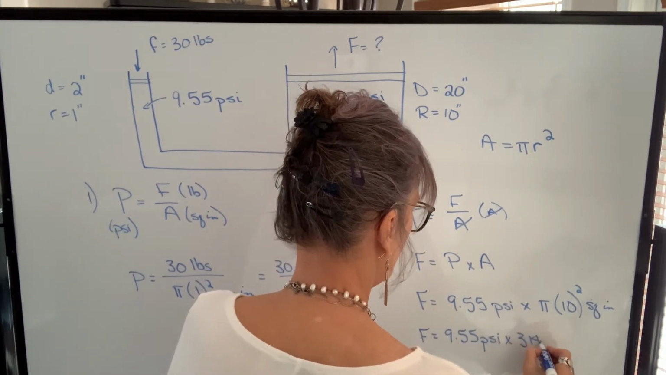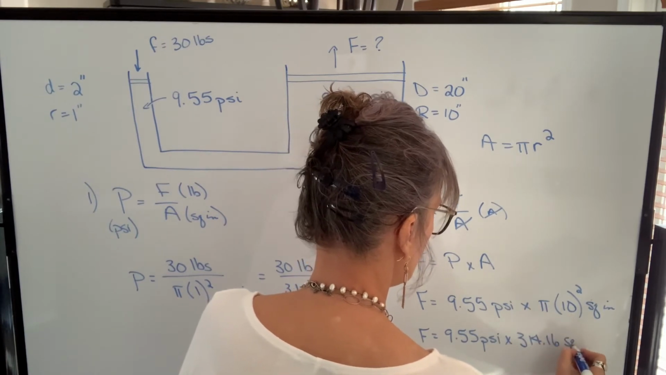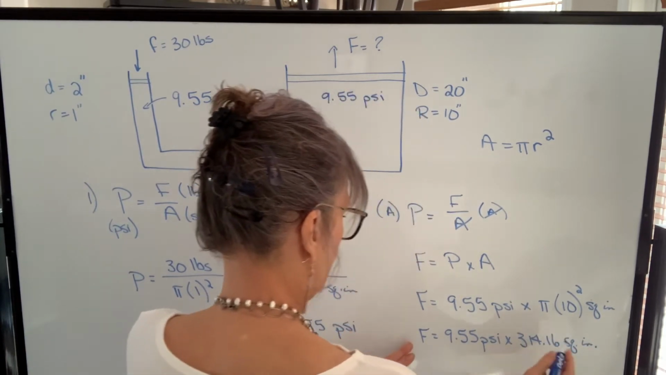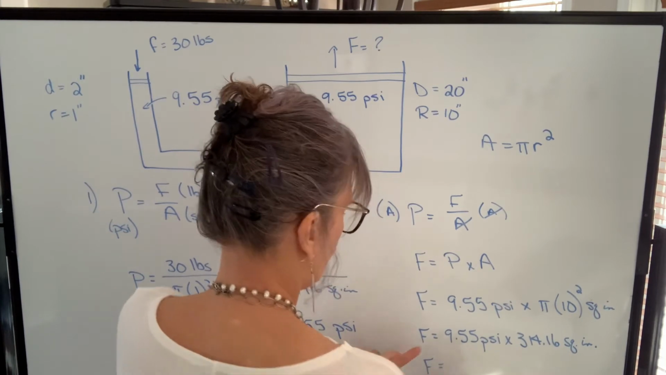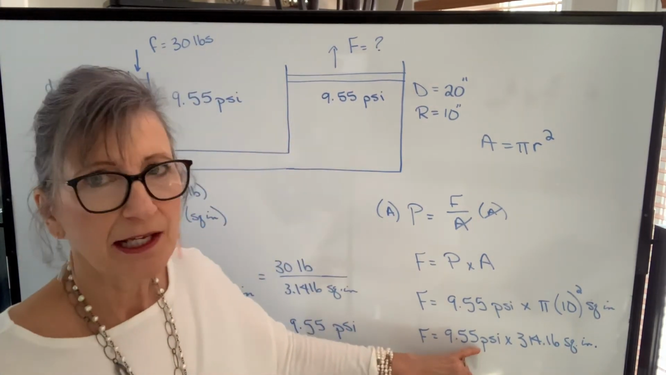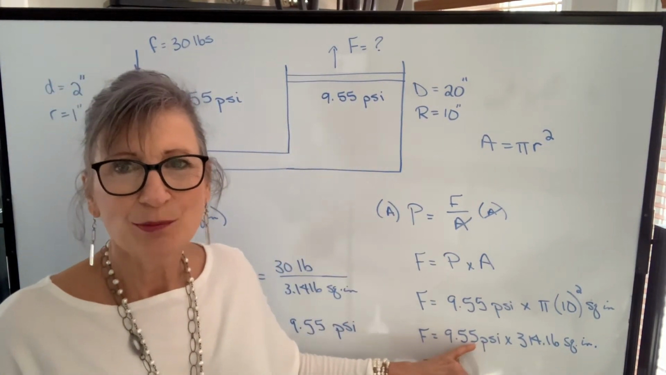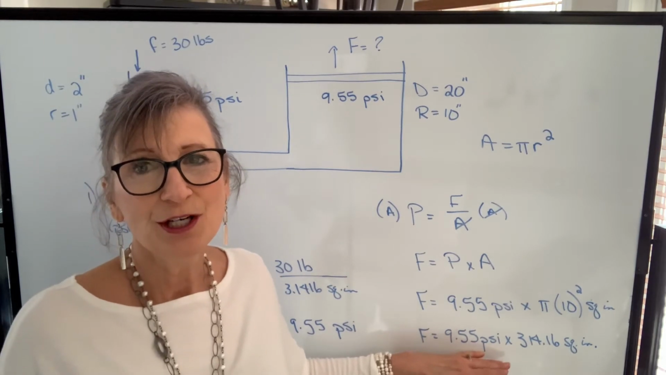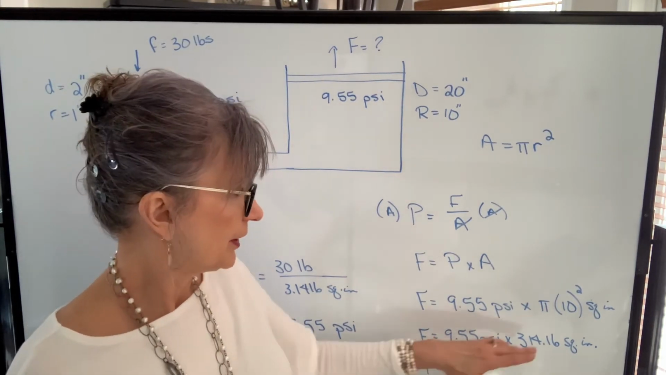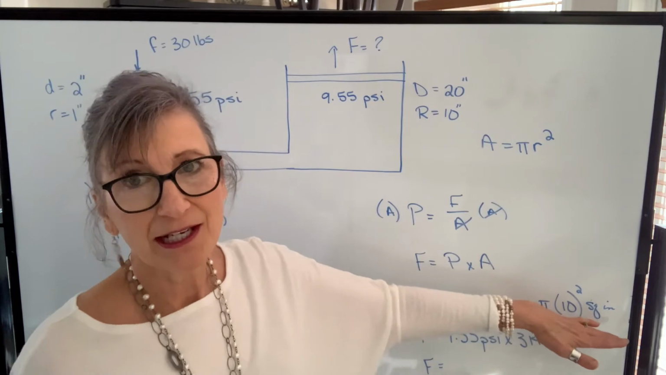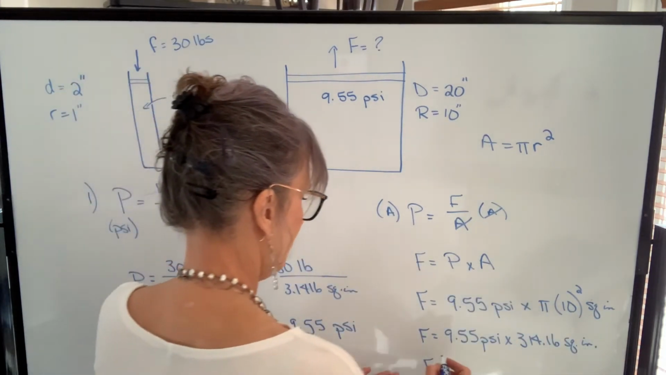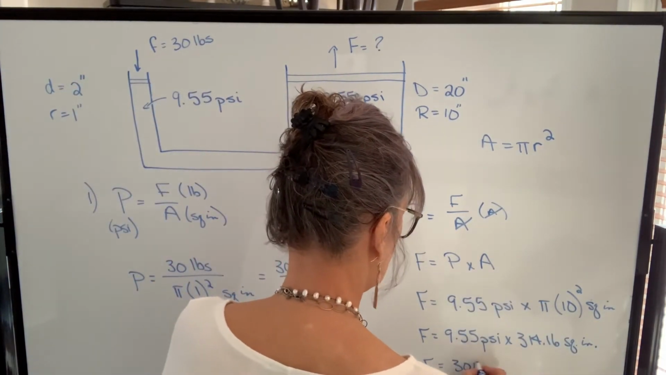That will be 314.16 square inches, if I round off. Now if I use the value on my calculator instead of this number, because I've rounded this number off to show you, and I multiply by my area, I should get exactly 3,000 pounds.